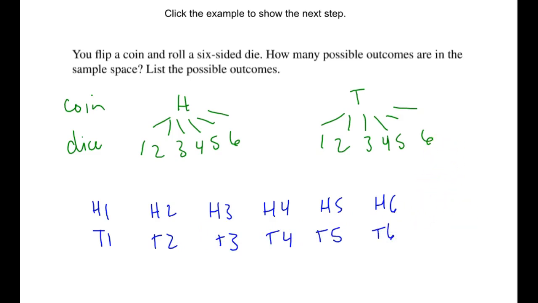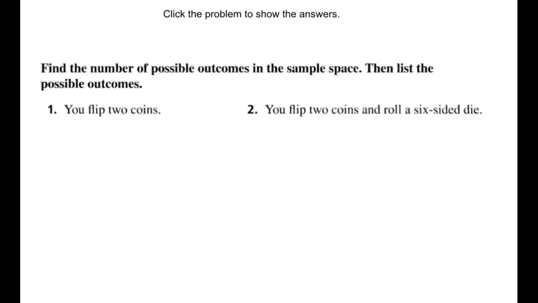So this way also tells me that I have 12 possibilities because there are 6 possibilities with the heads and 6 possibilities with the tails. So there's 12 possible outcomes, and then I've listed all of them just using the abbreviations instead of going through every single word that I would have to write out. So here, try these ones. Especially look at number 2 because I've got multiple different things that I can look at.